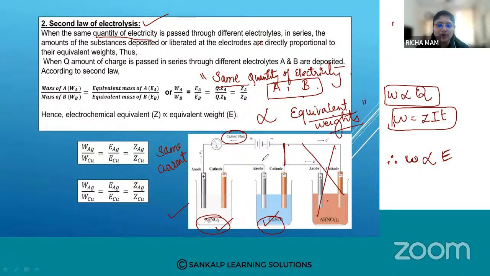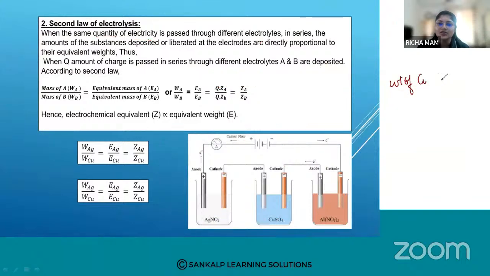Right. Now what will happen? Whatever electricity is passed to the electrolytic solution, what will be the weight of the silver and the copper deposited? It is given as weight of copper deposited upon weight of Ag deposited, which will be equal to equivalent weight of copper upon equivalent weight of Ag.